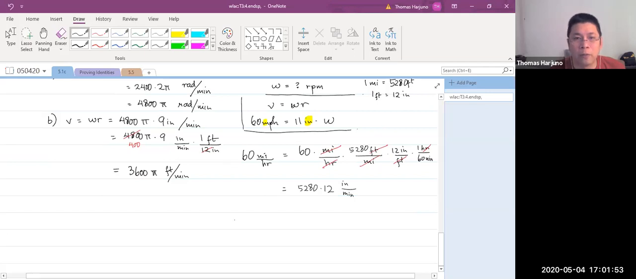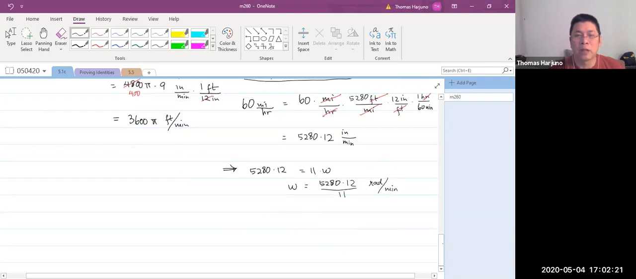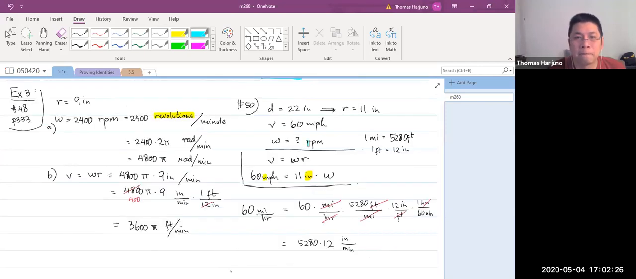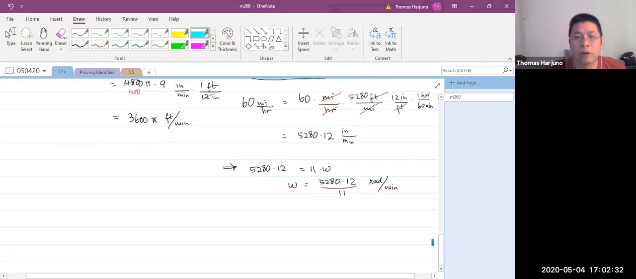So coming back to that formula, 5,280 times 12 inches per minute is equal to 11 omega. And omega will be 5,280 times 12 over 11. That will be radian per minute. But I need revolution per minute. Then how do I change this to revolution per minute?